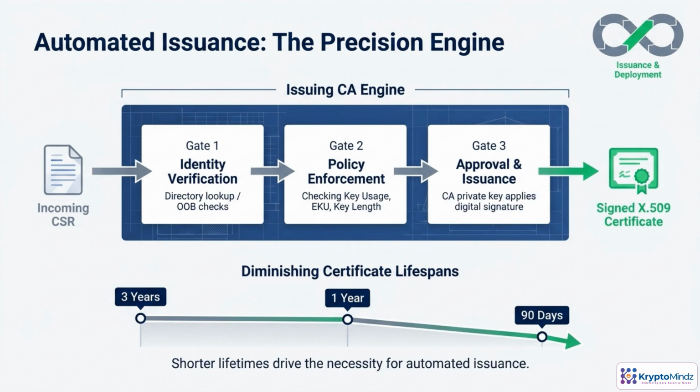Automated issuance is the engine that turns a CSR into a trusted certificate without human bottlenecks. First, identity is verified. Does the request really come from the system or person it claims, using directory data or out-of-band checks? Next, policy is enforced. Key size, key usages, and EKUs must match what your PKI allows. Only then does the CA approve and sign with its private key. As certificate lifetimes shrink from years to 90 days and less, this automated pipeline becomes essential infrastructure, not a convenience.